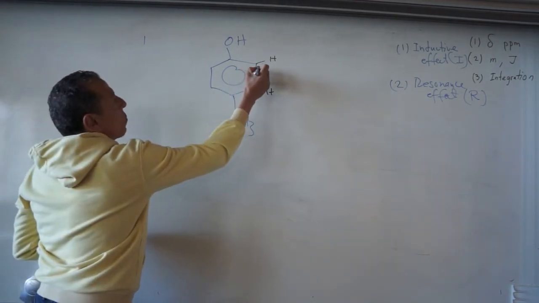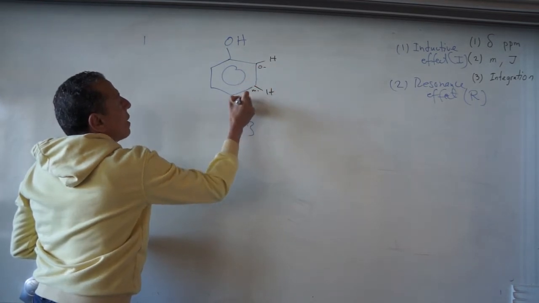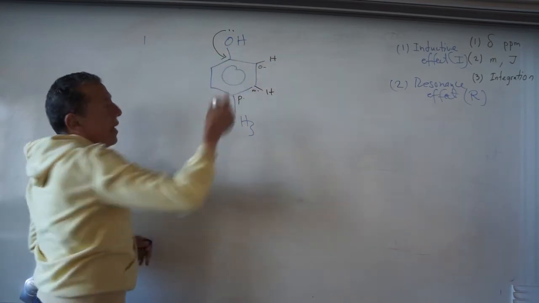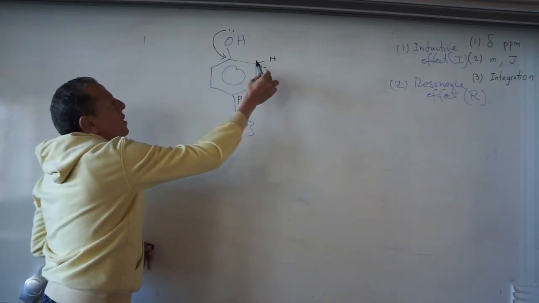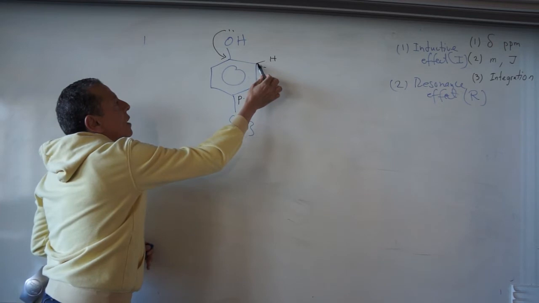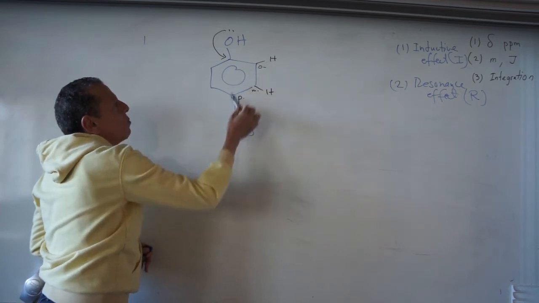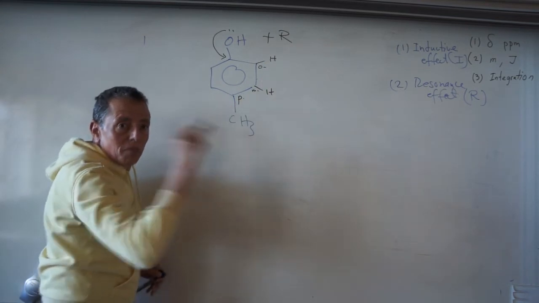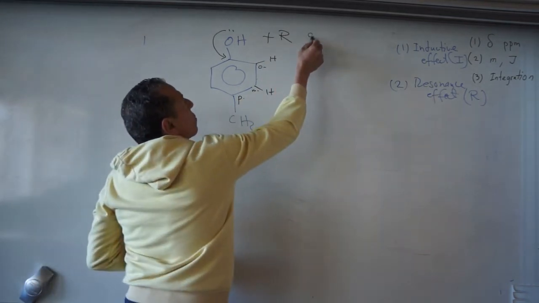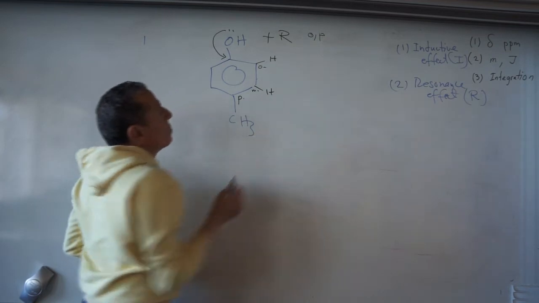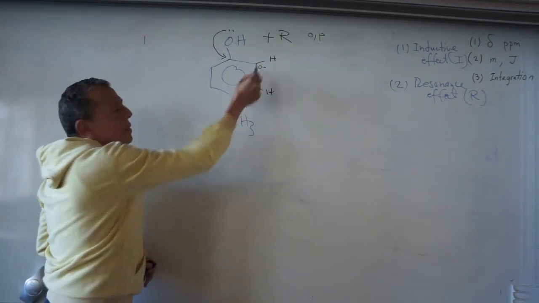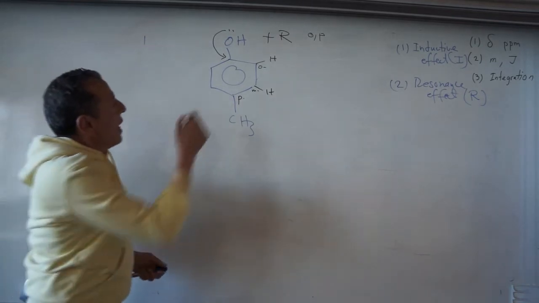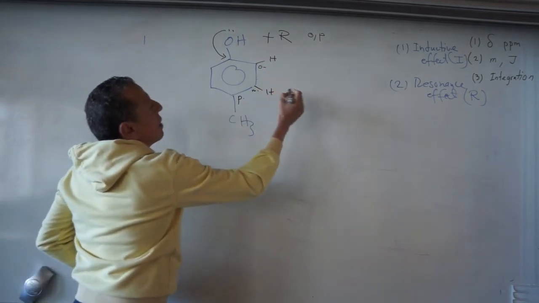No, because this is ortho, meta, and para. And this electron density goes here, and by resonance, it will increase the electron density in ortho and para. That's why we call it an ortho-para directing group. So positive R means electron donating, and you call it an ortho-para directing group. It means that they will be different. So when you see these two peaks, how will you see them?